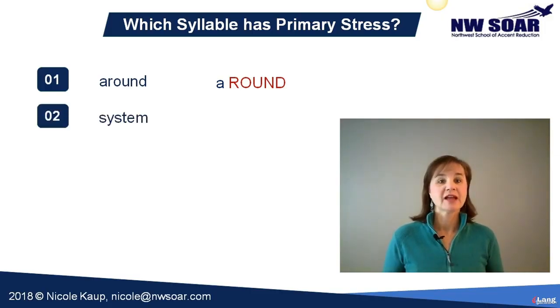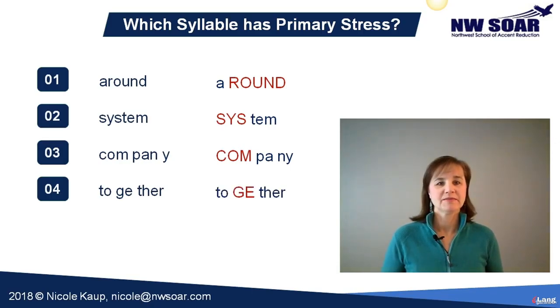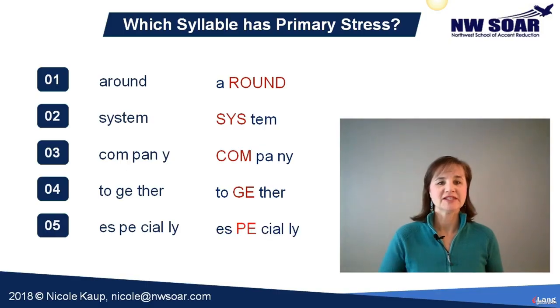Number 2, system. The first part, sis, is the primary stress syllable. Company. The first syllable. Together. Second syllable. Especially. Again, the second syllable is the primary stress syllable here.